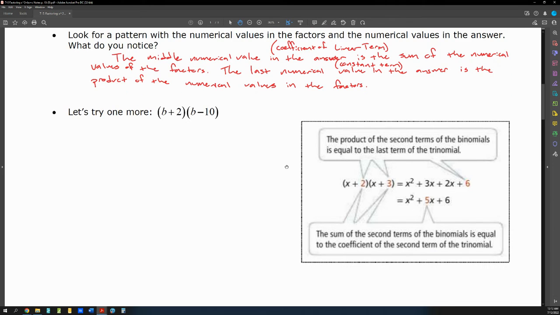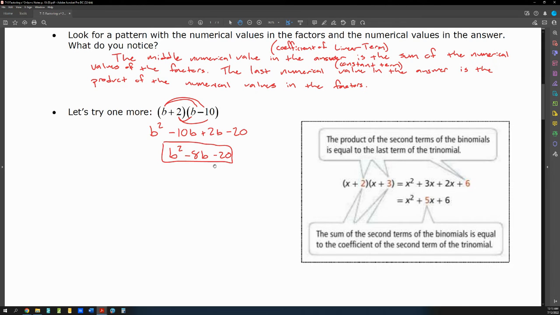Here I have b plus 2 times the quantity b minus 10. So we're going to multiply these out. So we have b times b is b squared. b times negative 10 is negative 10b. 2 times b is 2b. And 2 times negative 10 is negative 20. Combining like terms, we get b squared minus 8b minus 20. Again, you may have noticed that the sum of 2 and negative 10 is equal to negative 8, and the product of 2 and negative 10 is equal to negative 20.